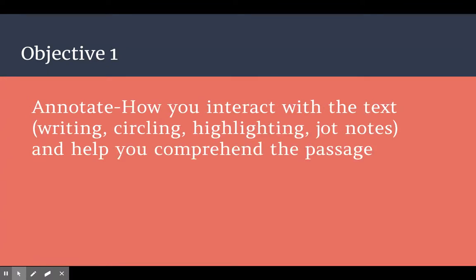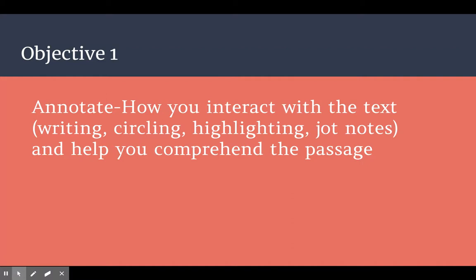All right, I want you to understand what annotating is. Hopefully you do this regularly when you're reading a text. Annotating is how you interact with the text. And annotating is really important because when you interact with the text, it helps you understand it or comprehend it. So there's a million things you could do to annotate. You could write, you could circle, you could underline, you could star, you could highlight, you could do a jot note, you could do a little sticky note. There's a bunch of different ways you can annotate, but you need to understand what annotating is.